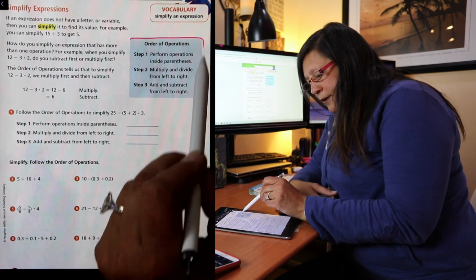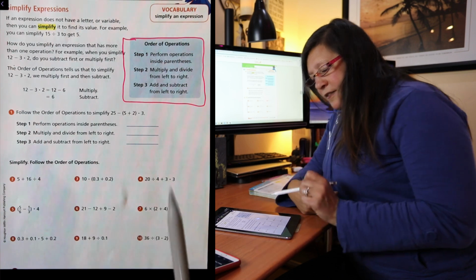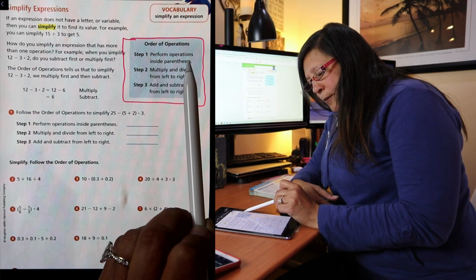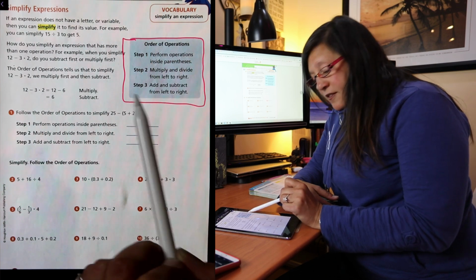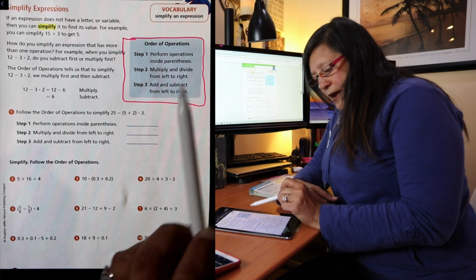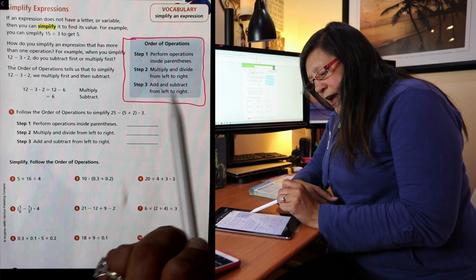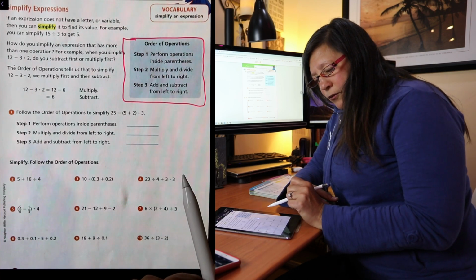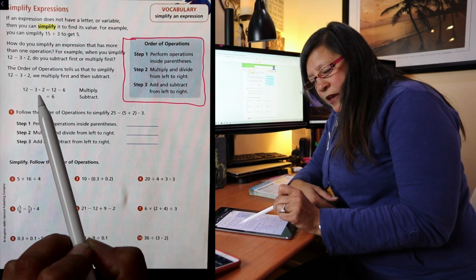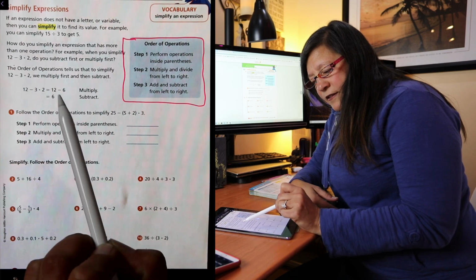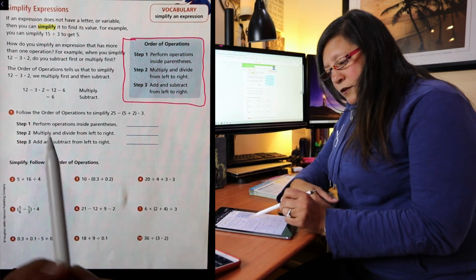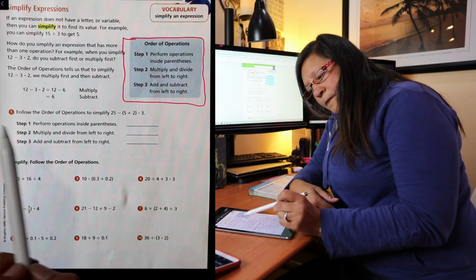Again, we're going back to that order of operations box that we looked at in 7-1. Step number 1, perform operations inside parentheses. Step number 2, multiply and divide from left to right. And then step number 3, add and subtract from left to right. So for this example, you would multiply first. 3 times 2 is 6, and then you would take 12 minus the 6, and you would simplify to 6.